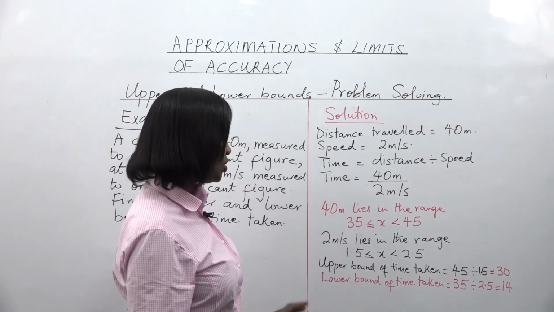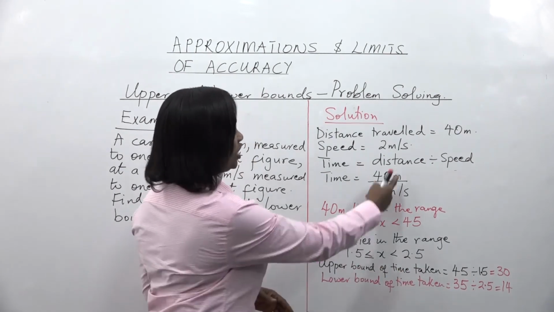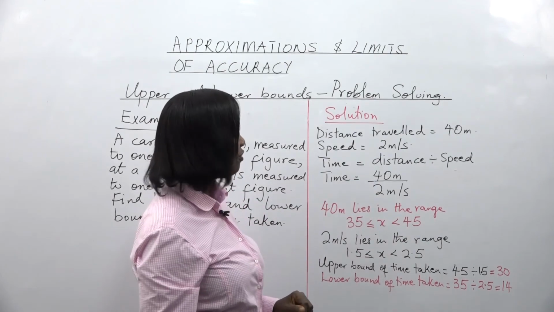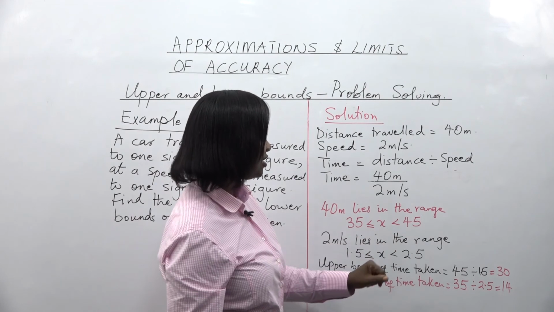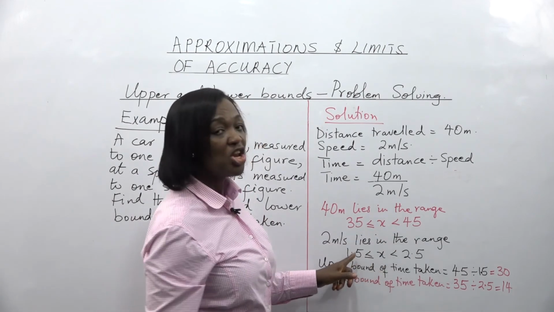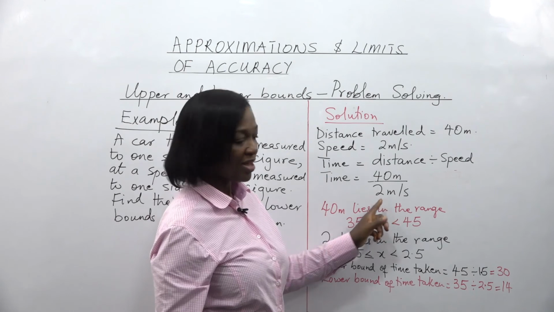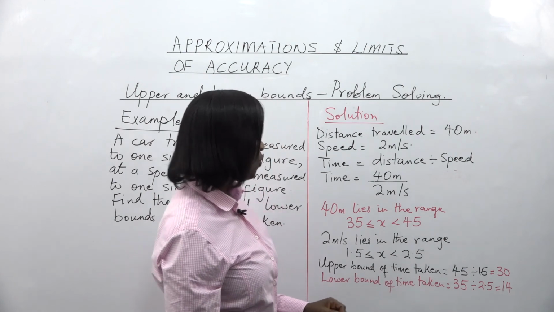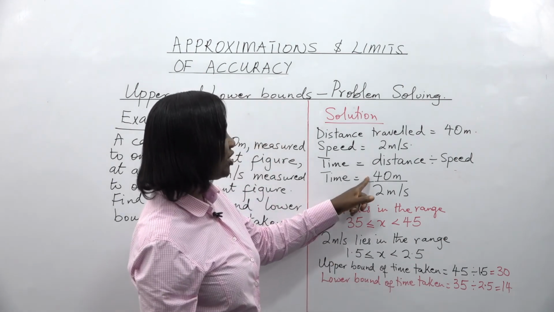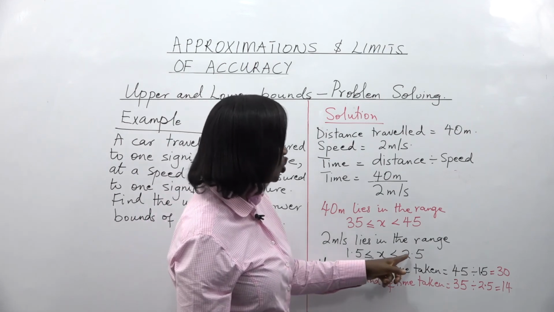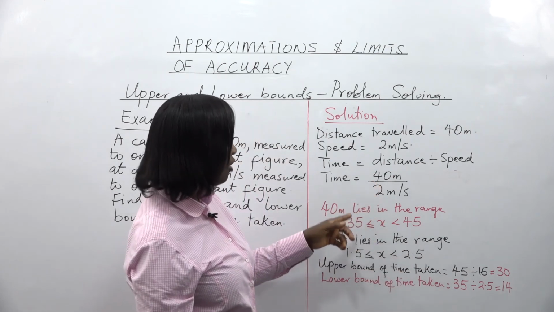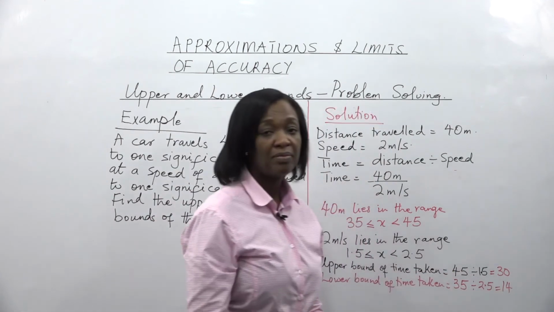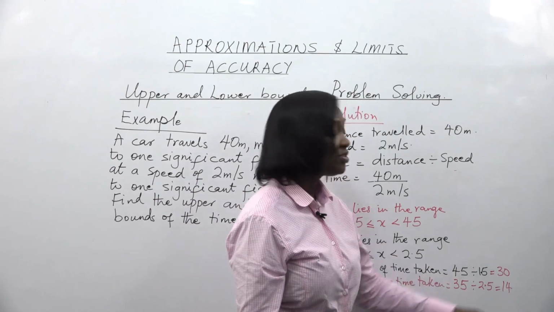So now, the upper bound of the time taken, which is this division, will be 45, the upper bound of the distance, divided by 1.5, the lower bound of the speed. That will give us the upper bound of the time taken. And then the lower bound of the time taken will be 35, the lower bound of the distance, divided by 2.5, which is the upper bound of the speed. So 45 divided by 1.5 gives us 30, and 35 divided by 2.5 gives us 14.